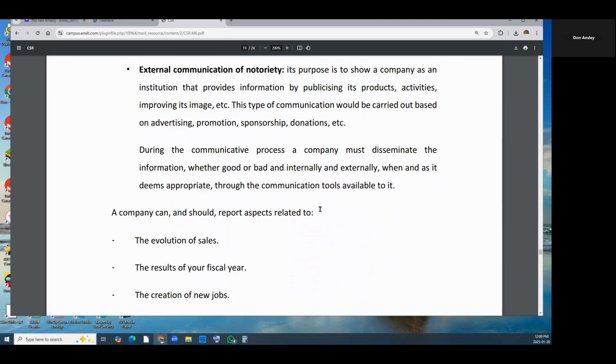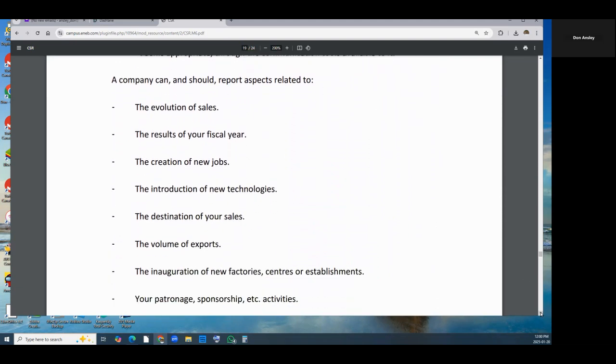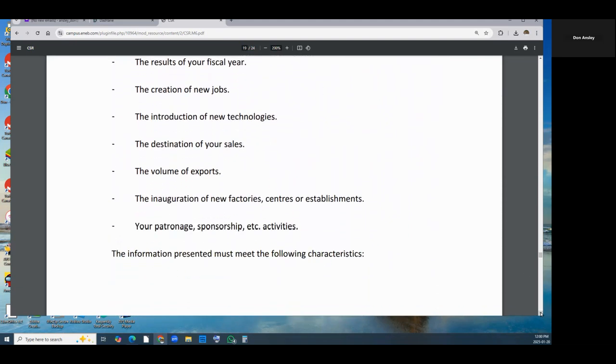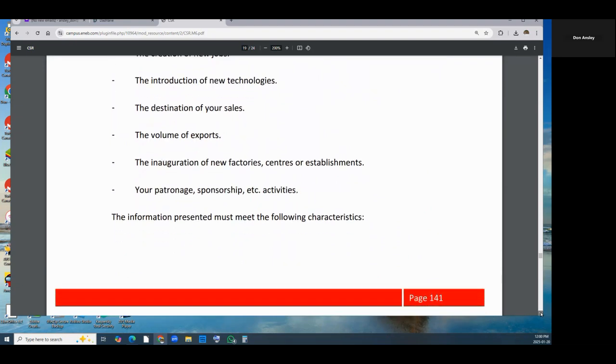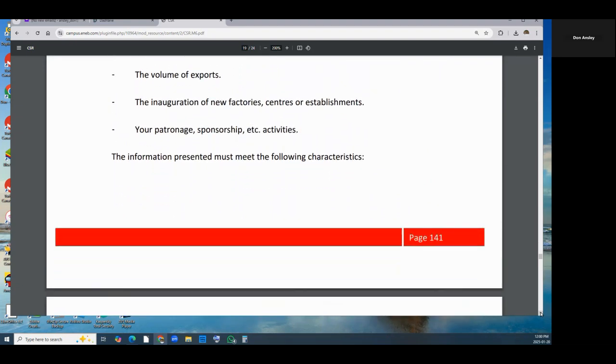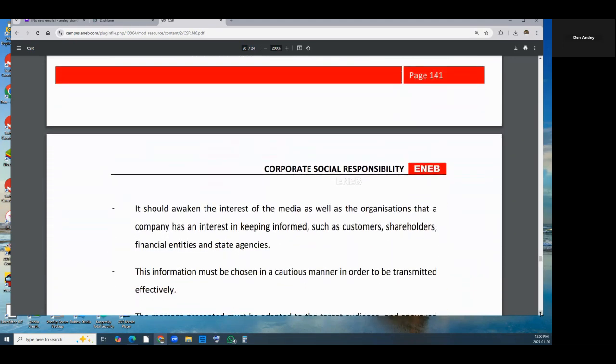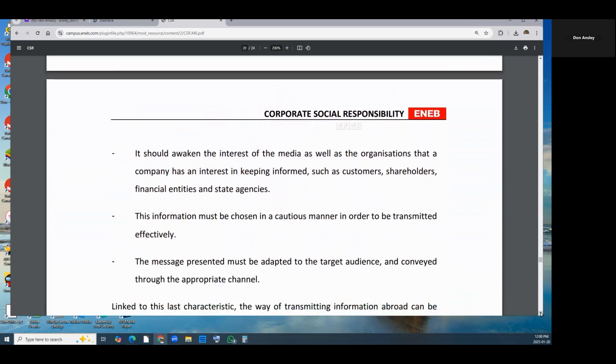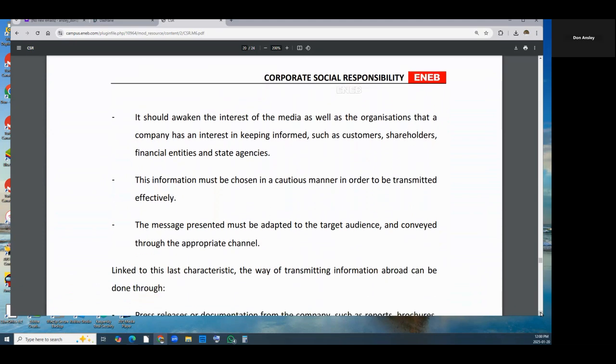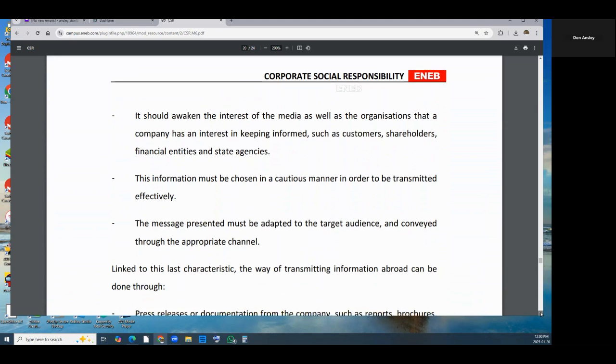A company can and should report aspects such as the evolution of sales, the result of its fiscal year, the creation of new jobs, the introduction of new technology, the destination of its sales, the volume of exports, the inauguration of new factory centers and establishments, and its patronage, sponsorships, and activities. The information presented must meet the following characteristics. It should awaken the interest of the media as well as the organizations that our company has an interest in keeping informed, such as customers, shareholders, and financial entities. This information must be chosen in a cautious manner in order to be transmitted effectively. The message presented must be adapted to the target audience and conveyed through the appropriate channels.